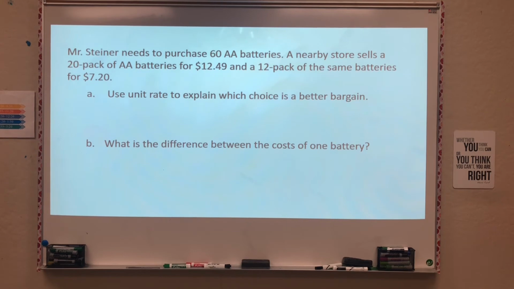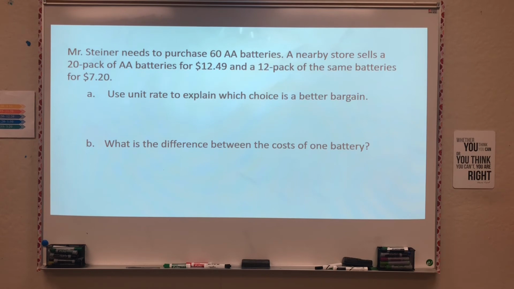Okay. Let's go back to what the question's saying. He wants to buy how many batteries? 60. Could he get 60 batteries by buying 12 packs? No, you need to buy like 3 of them, right? So let's do the math. 12 and 12, that's 24. Another 12, that's 36. Another 12, 48. You're almost there. Another 12. It's 60.